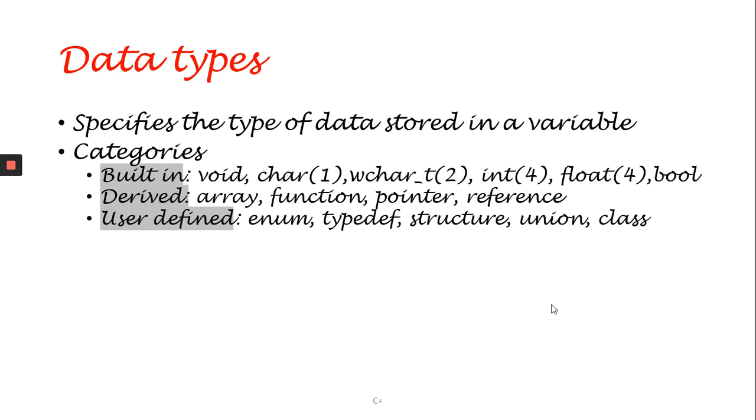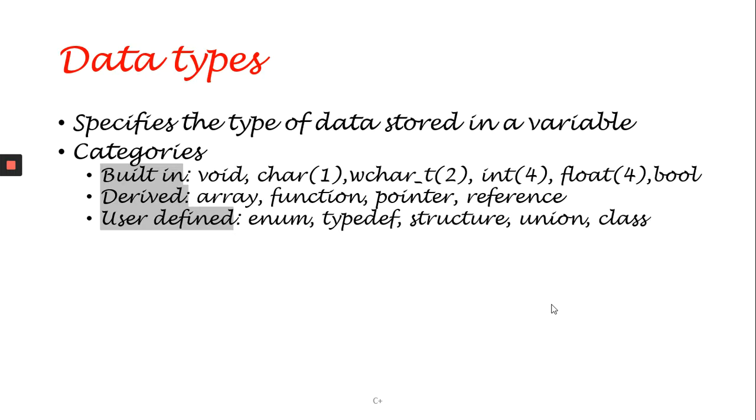Then we have the character data type, which has a space of 1 byte and stores character type of data only. Then we have wchar, which handles 2 bytes of data. Then we have integer, which can handle 4 bytes, that means larger numbers. Then we have floating point numbers stored in 4 bytes, that means decimal numbers. Then we have bool, which stores either true or false.